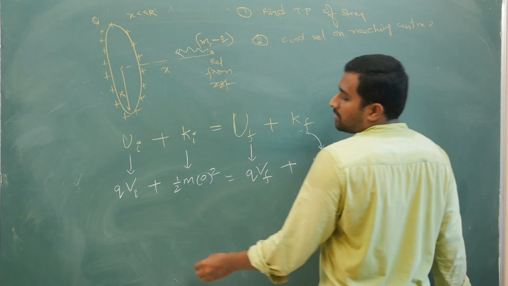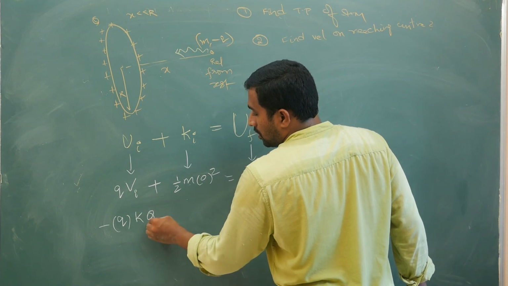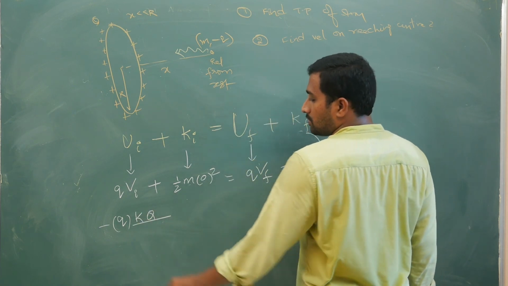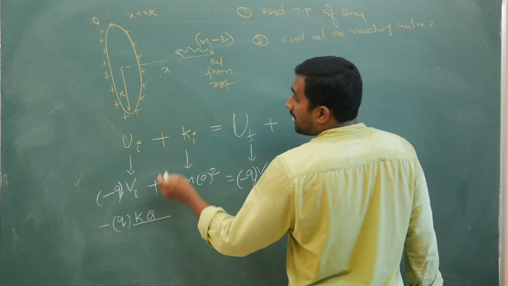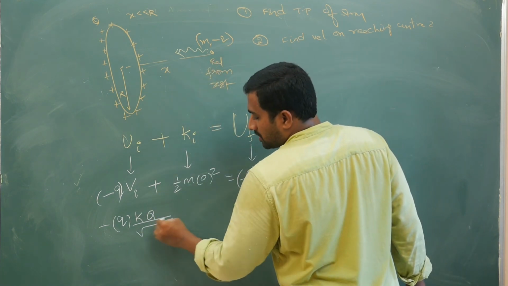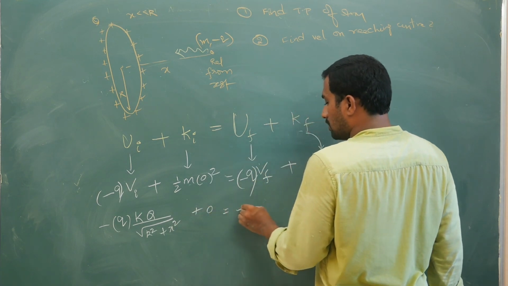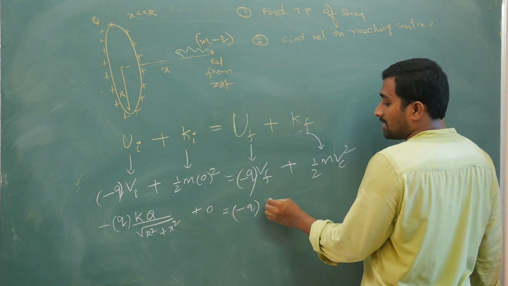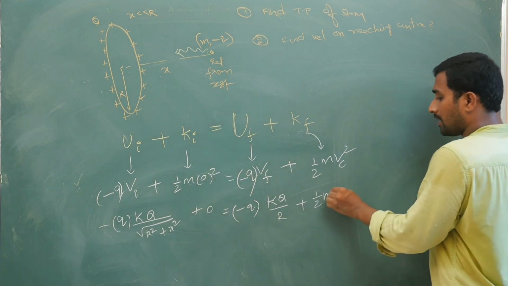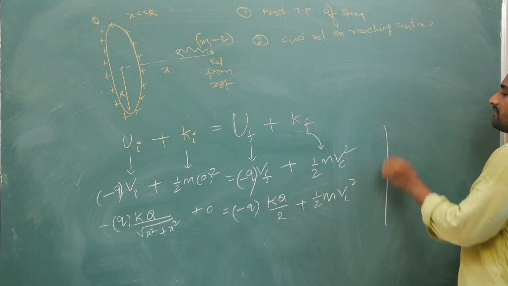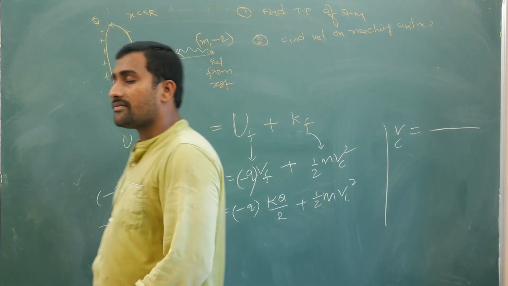Now what is the potential initially? It is q times minus kQ, okay, minus q charge is what you have here. So minus q times kQ by, at this point your potential is under root r square plus x square, plus 0 is equal to minus q times potential at center, which is kQ by r, plus half m velocity of center square. From here calculate your velocity at center, that is going to give you your final answer.